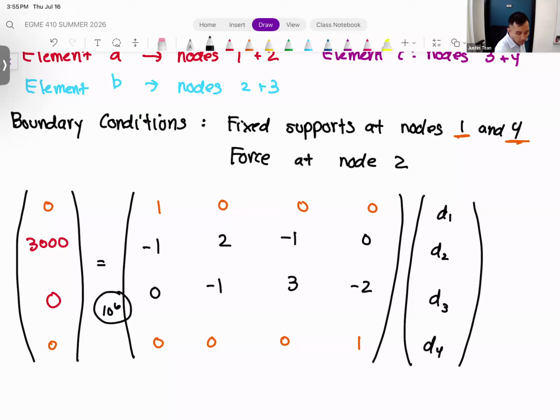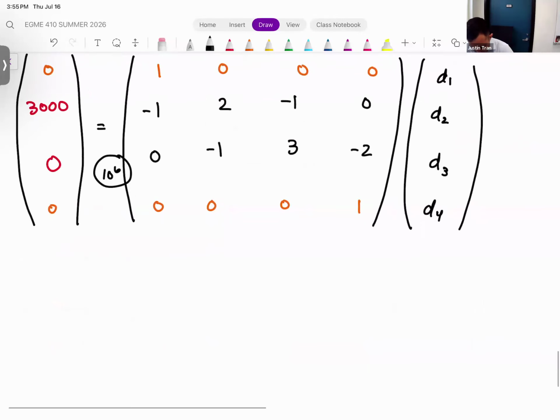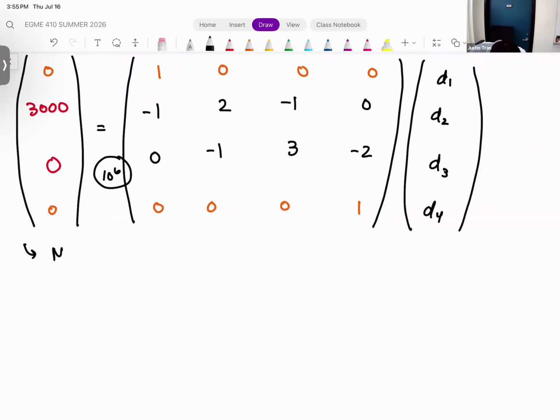But to solve, remember, we're not actually going to be solving this by hand. We're going to be plugging this into MATLAB, and we do the backslash just like we did at the end of class on Tuesday. We get the following results. D1 is equal to 0 inches. Makes sense because node 1 was at a fixed support, so it should be 0.